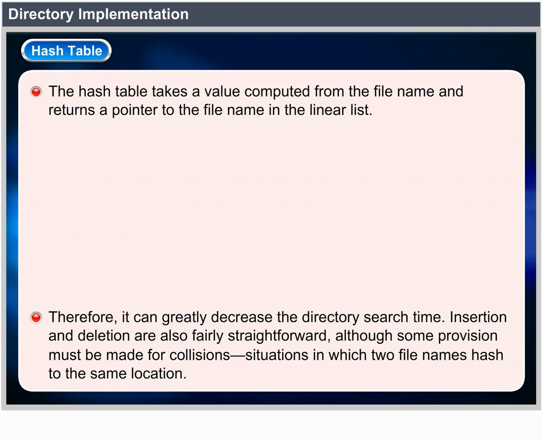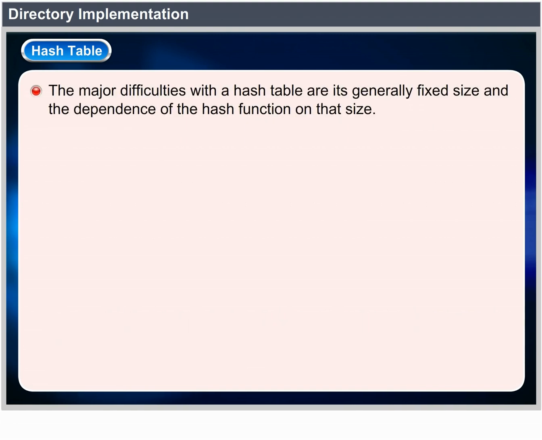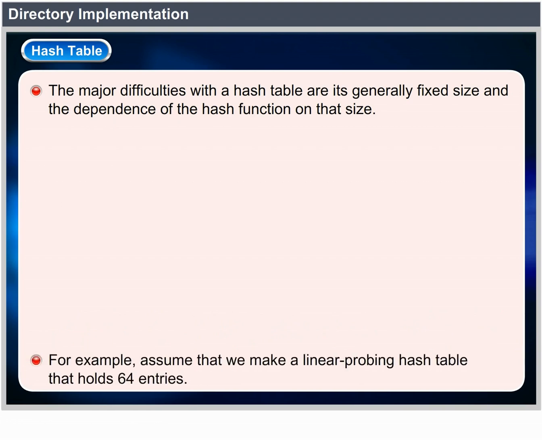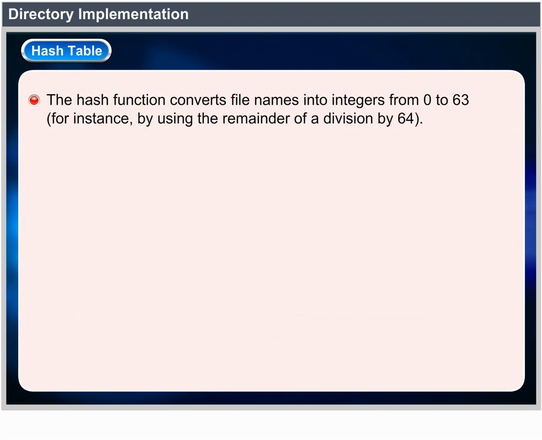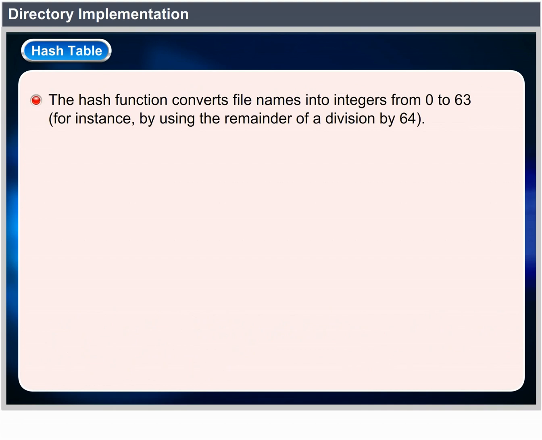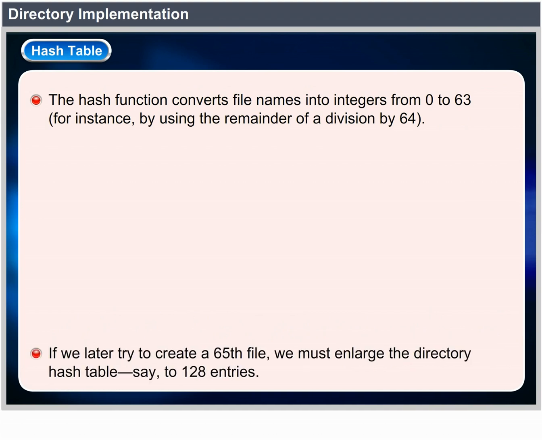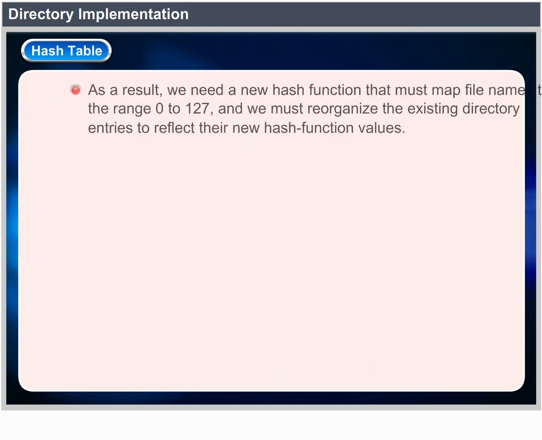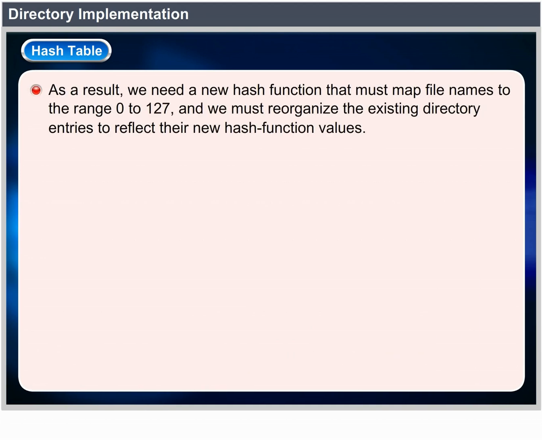The major difficulties with the hash table are its generally fixed size and the dependence of the hash function on that size. For example, assume that we make a linear probing hash table that holds 64 entries. The hash function converts file names into integers from 0 to 63, for instance, by using the remainder of a division by 64. If we later try to create a 65th file, we must enlarge the directory hash table, say, to 128 entries. As a result, we need a new hash function that must map file names to the range 0 to 127, and we must reorganize the existing directory entries to reflect their new hash function values.